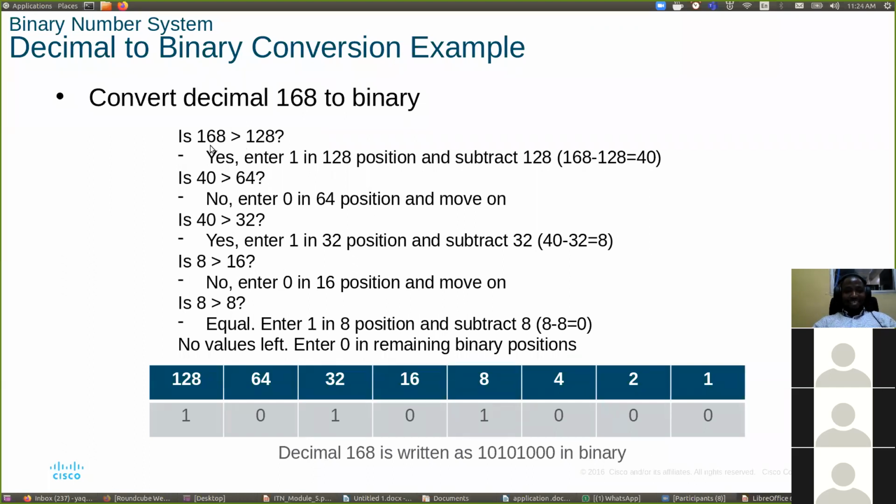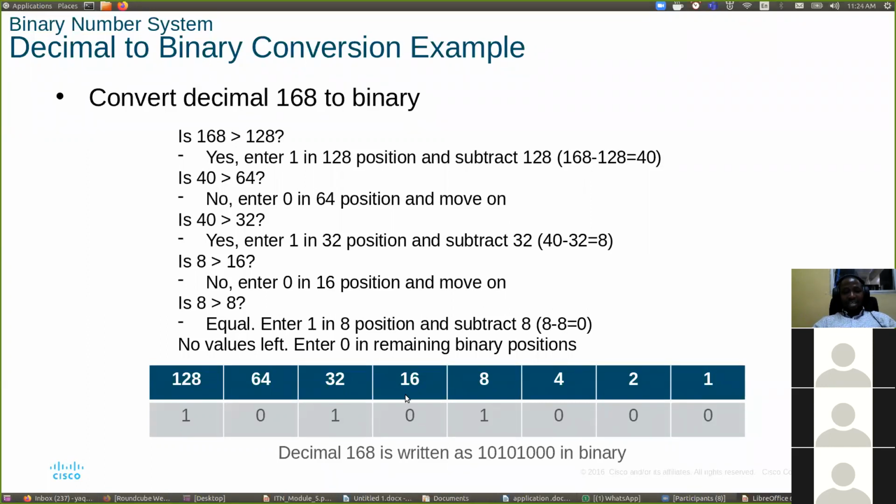128 from 168, you're going to be left with what? Is it 40? I think 40. Correct me. Yes, you're going to be left with 40. So now we cross-check that 40 with 64. Is 40 greater than or equal to 64? No. 40 is not equal to 64 and 40 is not greater than 64. So we write a 0 and move here. Is 40 greater than or equal to 32? Yes, 40 is greater than 32. So we write a 1 and subtract it. If you subtract 32 from 40, you have 8.